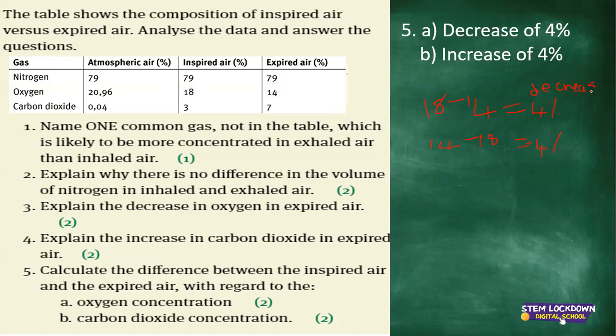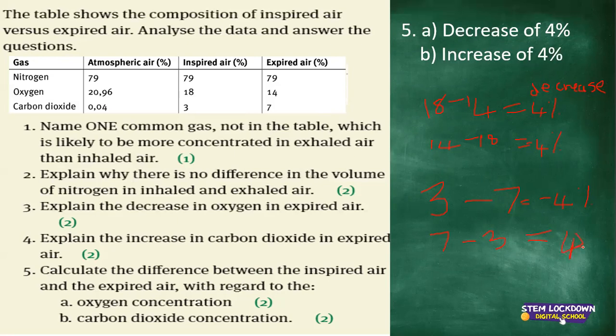I know this is maths, right? But it's asked here, so you will need to answer it exactly that way. And it's for 2 marks. And then carbon dioxide concentration. The carbon dioxide concentration moved from when you inhaled 3% and you exhaled 7%. So it's 3 minus 7, which is 4%. Or you can say 7 minus 3, which is negative 4. 3 minus 7 is 4. 7 minus 3 is equal to 4.